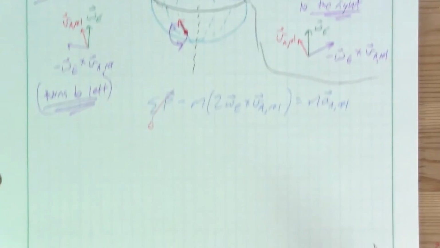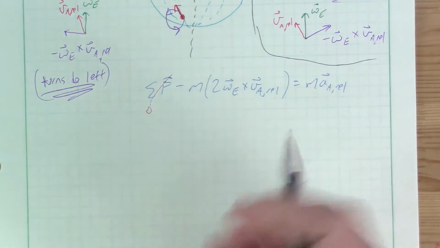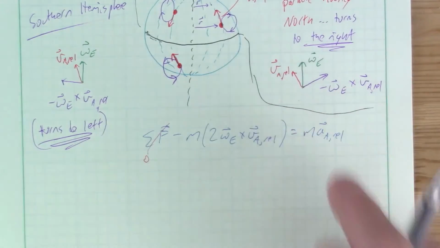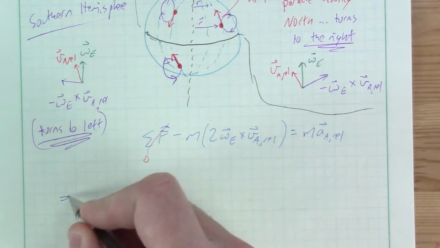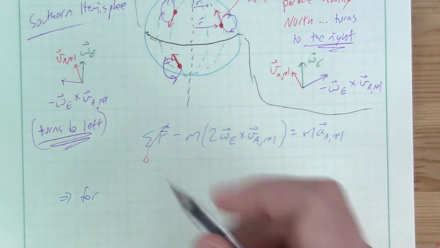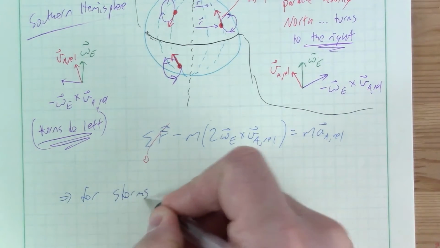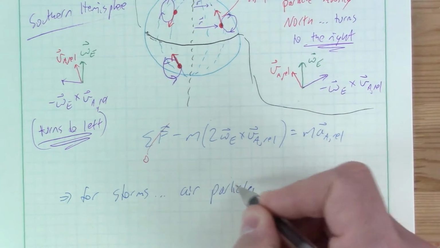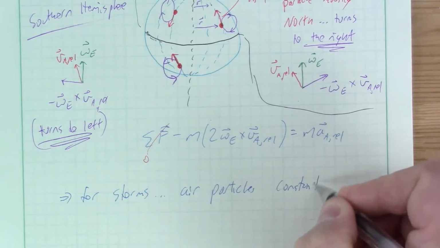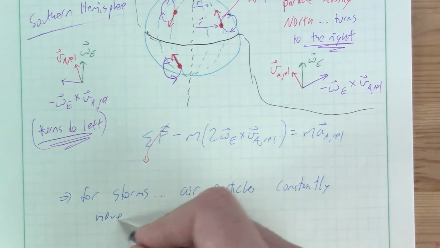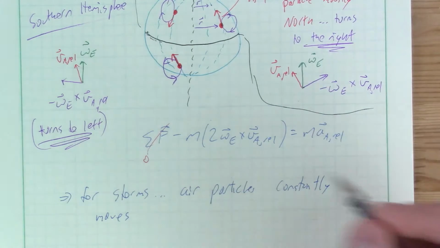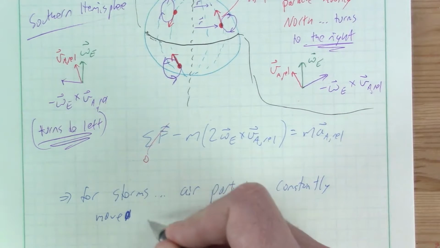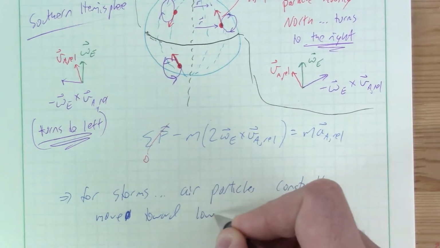So when we talk about storms, for storms, this is still true, right? Particles turn to the left, particles turn to the right. It's just the motion is a little bit more complicated, or convoluted, let's say. So for storms, we have air particles constantly moving. Air particles constantly move toward the low pressure center.